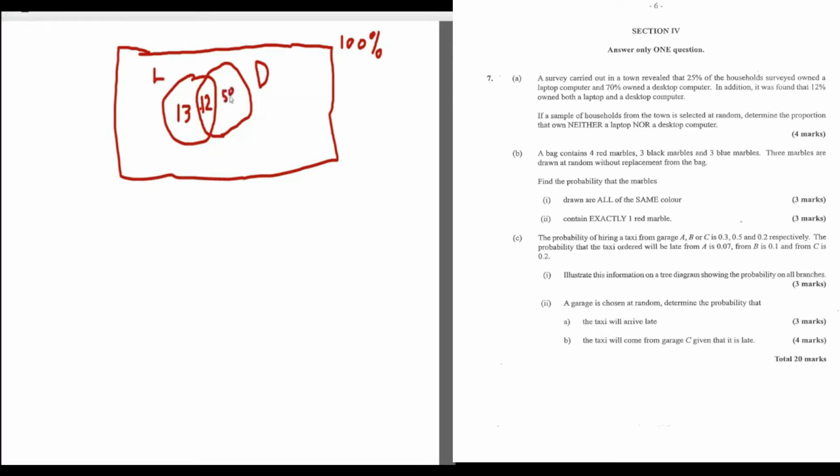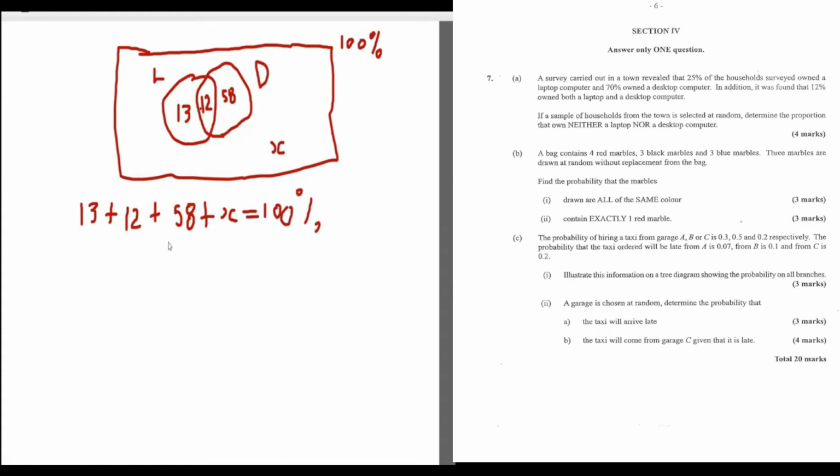So here, what this question asks us now: if a sample of households from the town is selected, determine the proportion that neither owned a laptop nor a desktop. So out here, I'm going to call it X. What I know from my Venn diagram is that 13 plus 12 plus 58 plus X is equal to 100%.